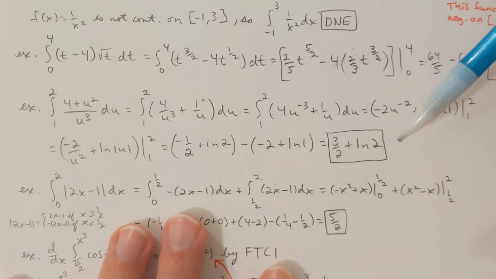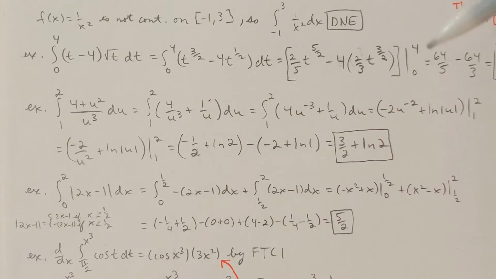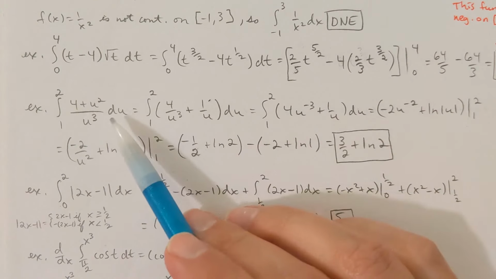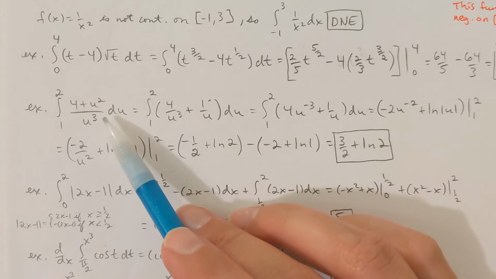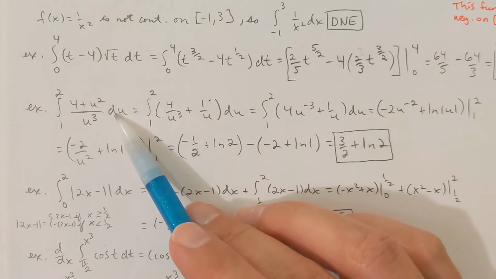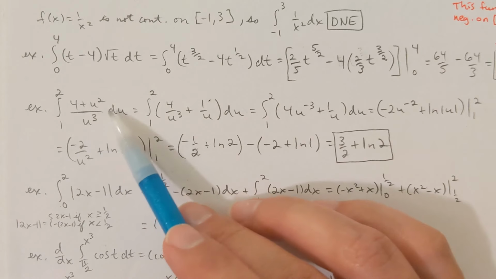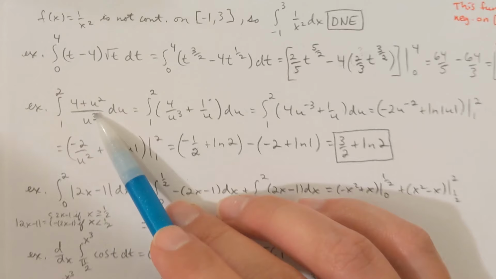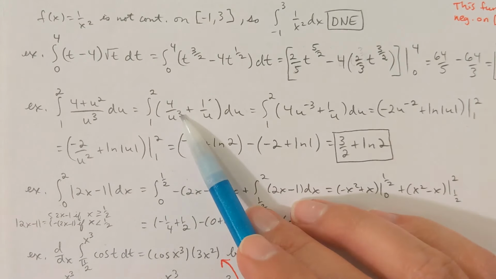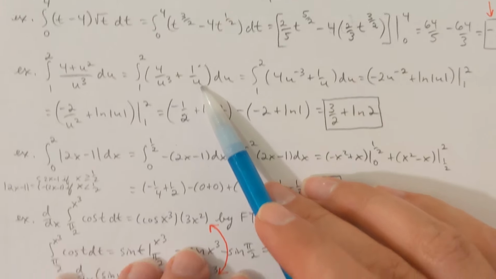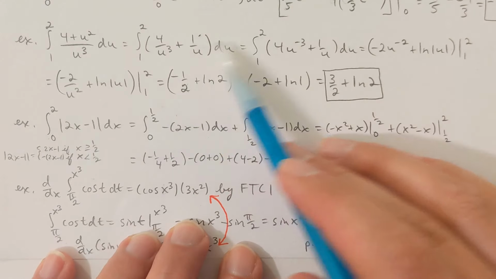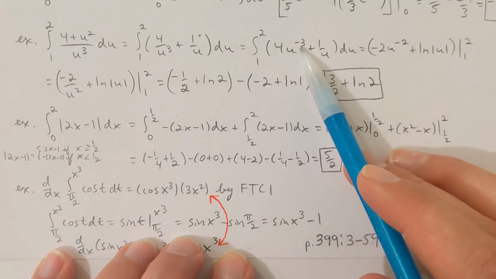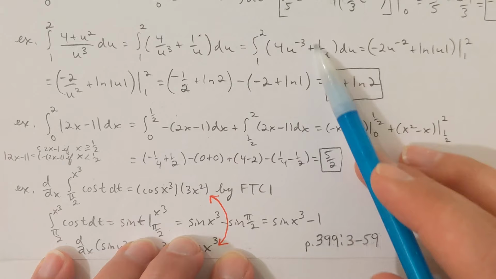Here's another example. Let's try the integral going from 1 to 2 of (4 plus u squared) divided by u cubed du. Okay, well, I'd want to simplify first. Let's go ahead and split this into two fractions. So I've got 4 over u cubed plus 1 over u. And 4 over u cubed, that's the same as 4u to the negative third. I'll leave the 1 over u as is.